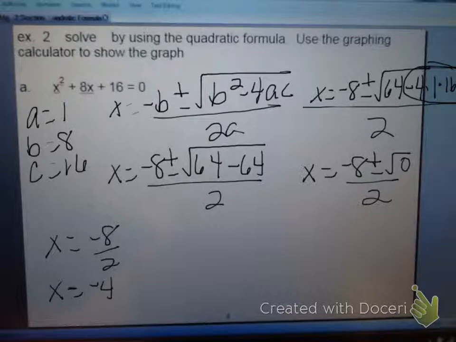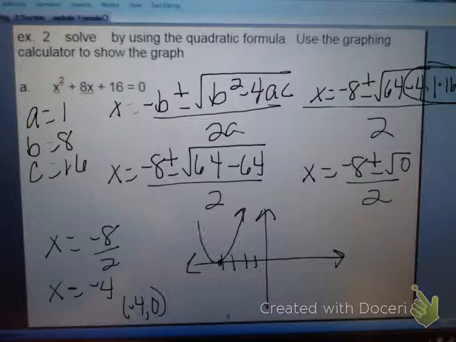Now what happens if you go to graph this in your calculator? That's the x-intercept, which is negative 4, 0. It's going to look something like this, where the x-intercept is also your vertex. So that is a quadratic with only one solution.